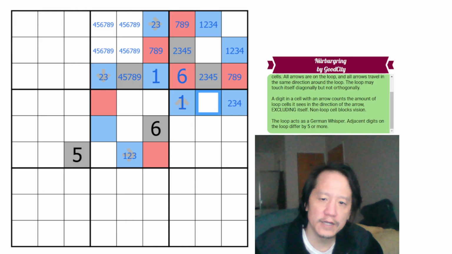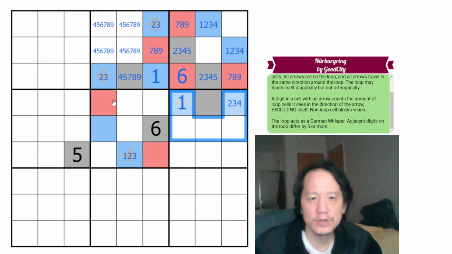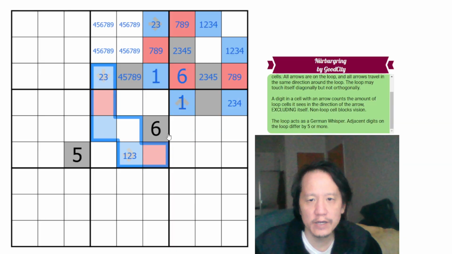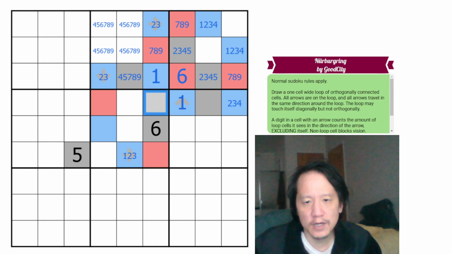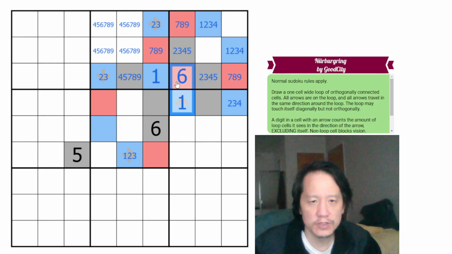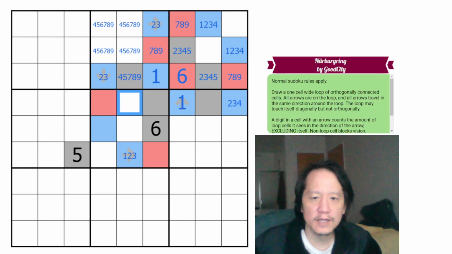These cannot connect because they are already connected this way. So it cannot connect here because then that would form its own loop, and this would have to be a separate loop, which is not allowed because we only have one loop. Therefore, this is not allowed also because it would touch itself. This is not allowed because it would touch itself. This is not allowed because it would touch itself.